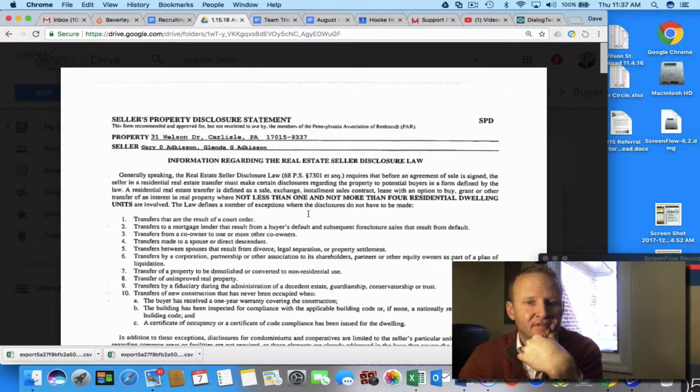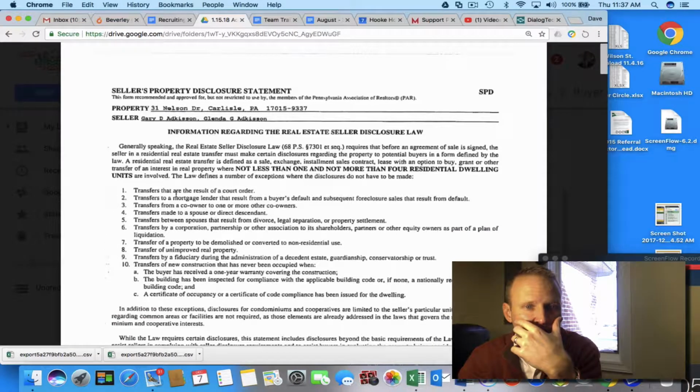The law defines a number of exceptions where they don't have to be made. Number 1, transfers as a result of a court order. So bankruptcy happens, maybe. I don't know if that's a good one or not. Foreclosure, maybe. Court orders a transfer. I'm not really sure what that would be. Number 2, transfers to a mortgage lender as a result of a buyer's default. There's a foreclosure. So it doesn't have to, the seller, somebody defaults.